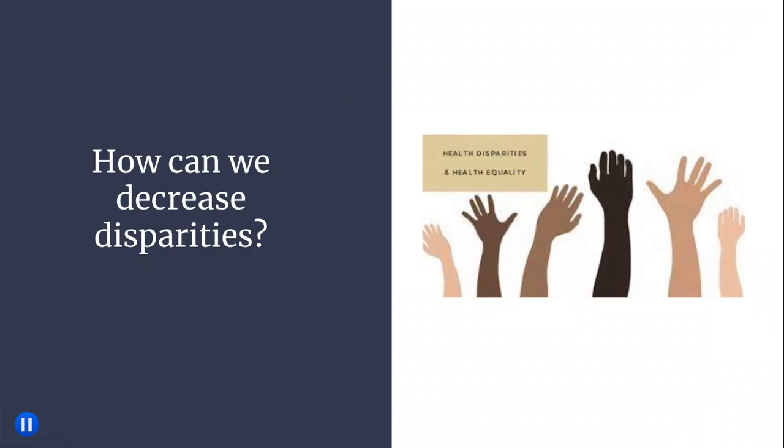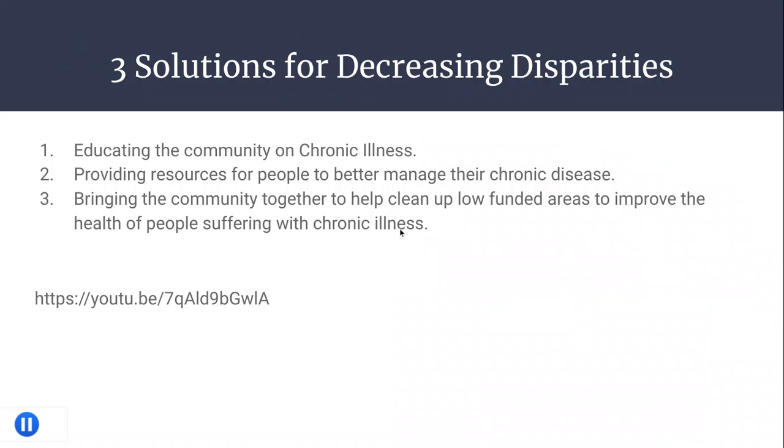So how can we decrease disparities? So number one, educating the community on chronic conditions. So just educating them and helping them to understand how important it is that we work together to really help America and just the world in general when it comes to chronic conditions. Providing resources for people to better manage their diseases. So I think education is key, especially for people with conditions. Providing more education to help prevent those crises would really help bring the cost down, but also help with self-management and having people feel more independent. And I think that would be a really big thing.